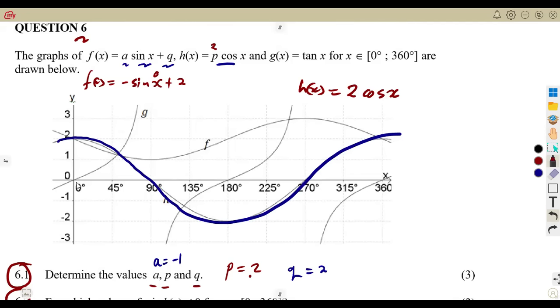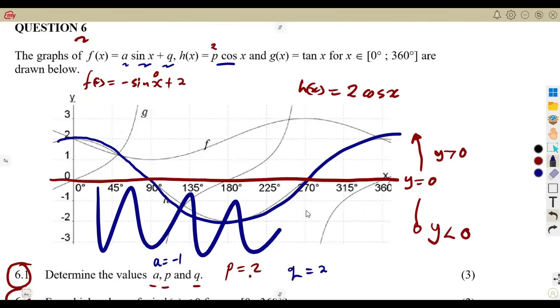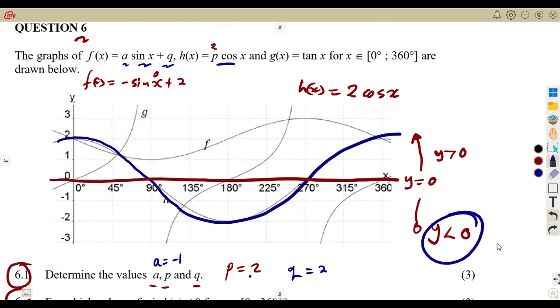So we want it where it is less than 0. So we compare the y values along the x-axis. Remember, on the x-axis, y is equal to 0. So going up, that means y is greater than 0. Going down, it means y is less than 0. So going down from the x-axis, that's where y is less than 0.